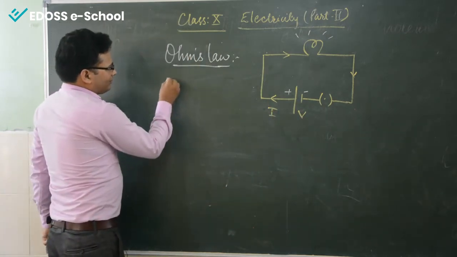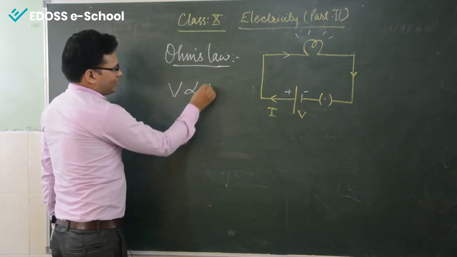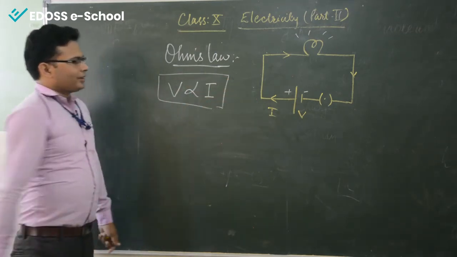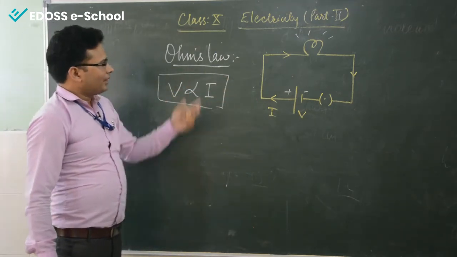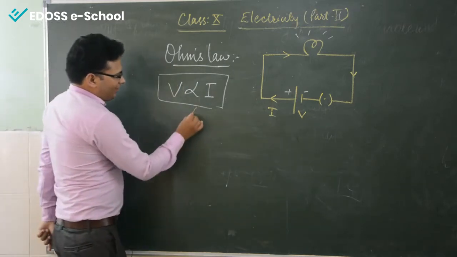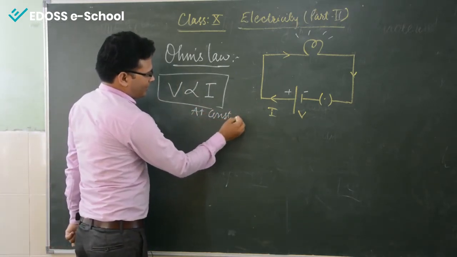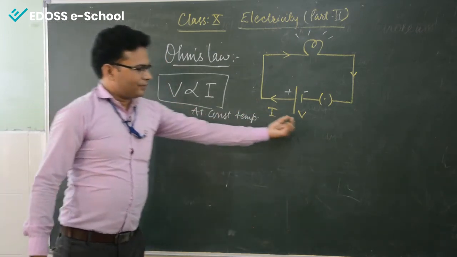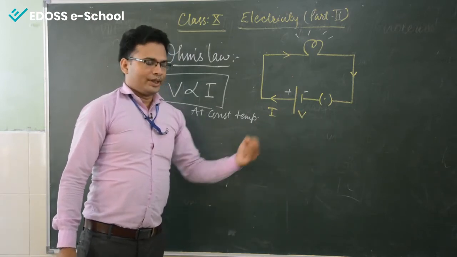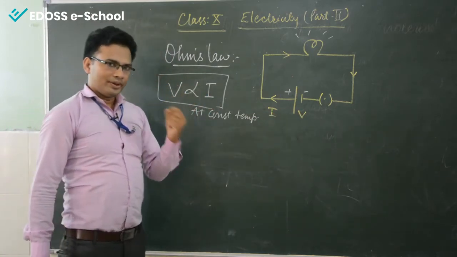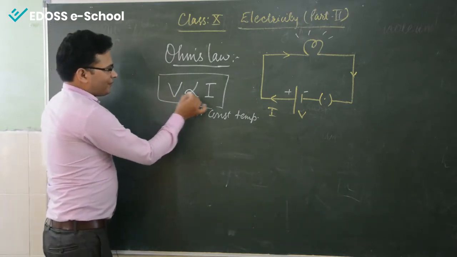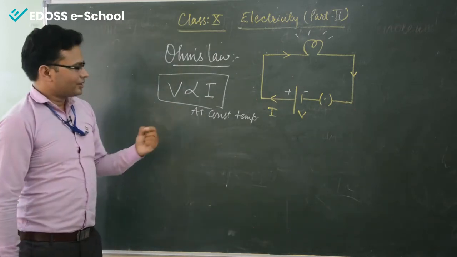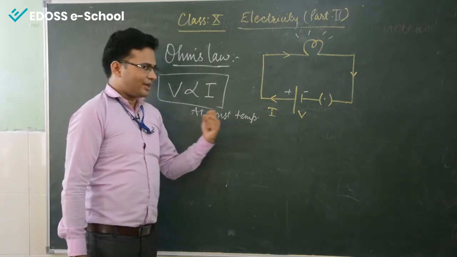Okay, so what does it say? It says this: V is proportional to I. So this is the condition which is applicable in Ohm's law at constant temperature. This is the condition for constant temperature. The voltage or the potential difference, we have two names for V. One is the voltage and the other one is potential difference. I stands for the current, right? So the potential difference is directly proportional to the current in the circuit, which is available at constant temperature.